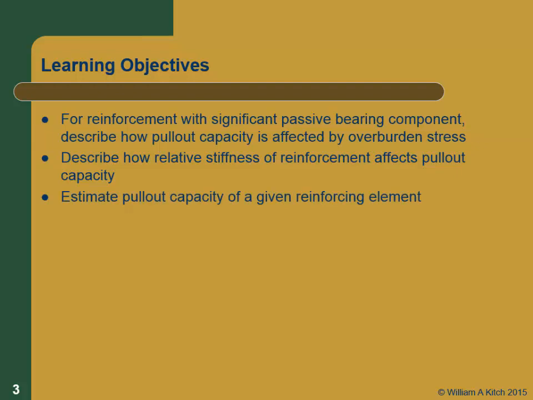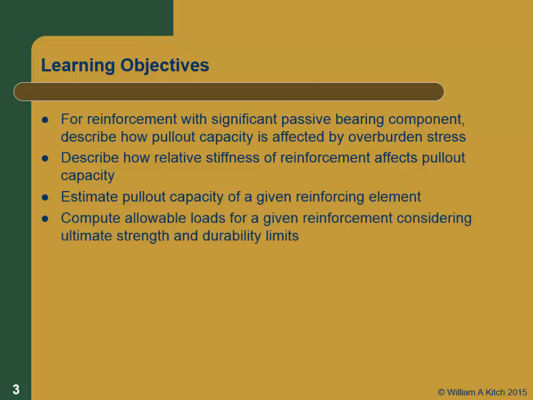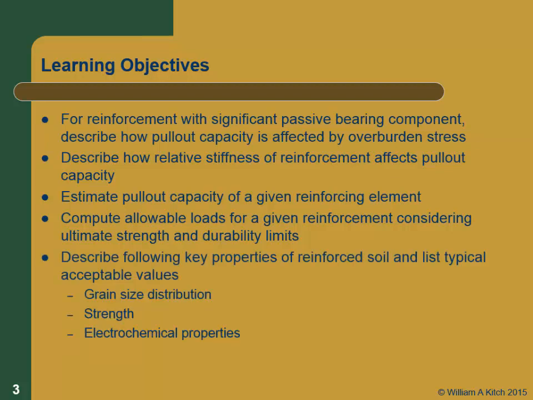And then although most of the pullout capacities you're going to use for design are determined from laboratory testing, we want to talk about how to estimate those numbers so that if you don't have laboratory testing and you're starting a design, you can at least do some estimates of it before you get those data. And then obviously we've got to be able to compute the allowable loads in the reinforcement. And then these are the key properties of the reinforced soil that are going to be important: the grain size distribution, the strength, and then its electromechanical properties.